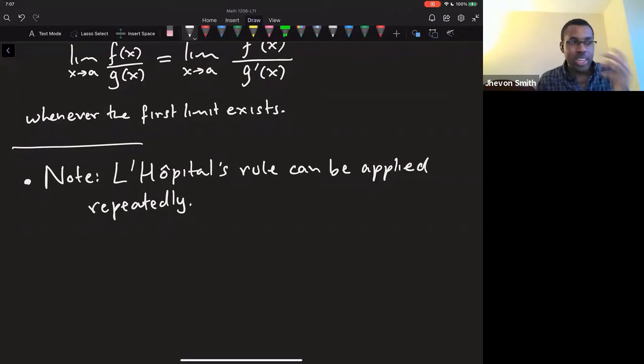Now, the trick is, though, doing this just willy-nilly can get you in trouble because you can end up in a situation where you'll just be taking derivatives forever and never get anywhere.